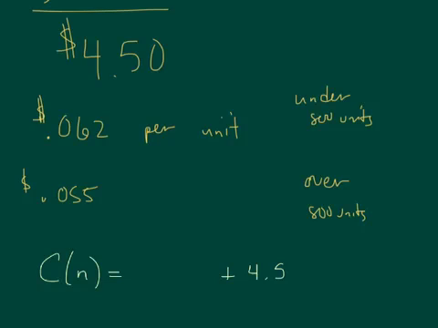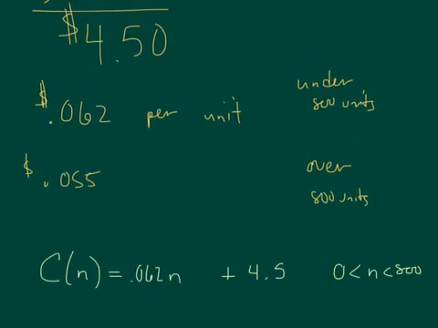But if you're using under 800 units, you pay only 6 cents per unit, or 0.062. So that's going to be my slope, because it's per unit. Look at the units. It's going to be a slope whenever it's per. So it's 0.062n. This is for under 800 units. Again, $4.50 no matter what, and $0.062 times the amount of units you use. This is when n is between 0 and 800. Okay, that was part A.